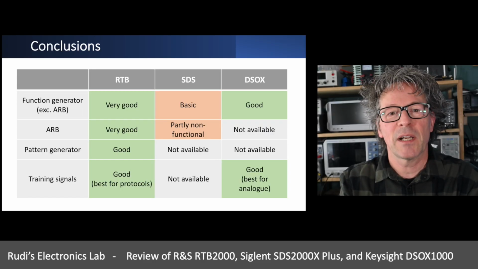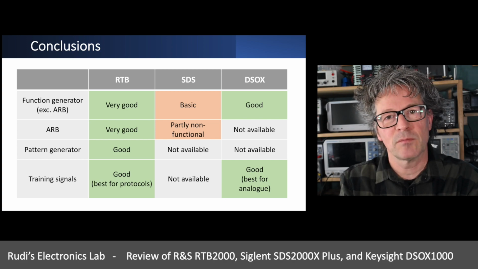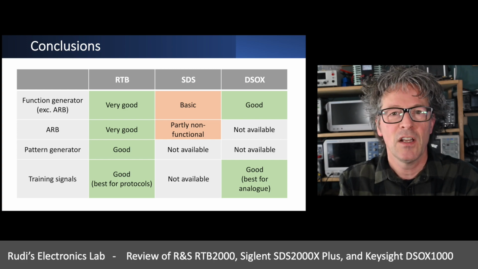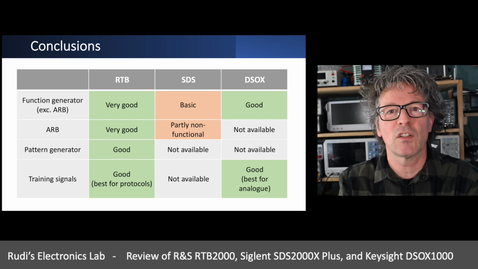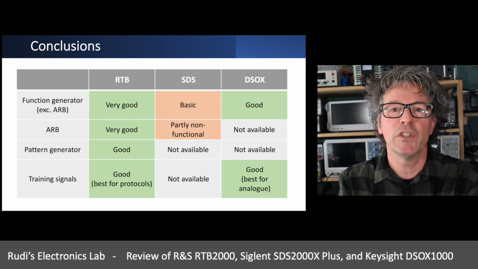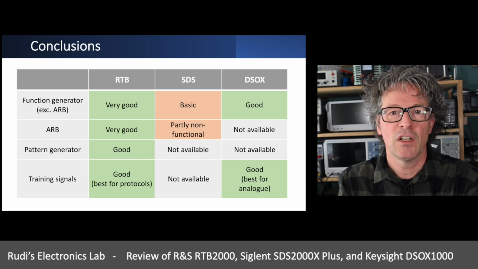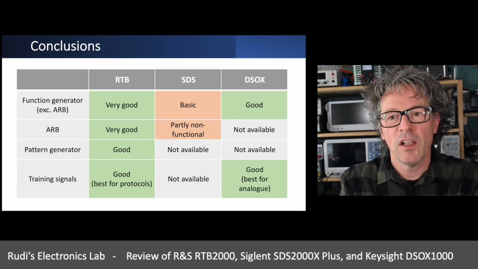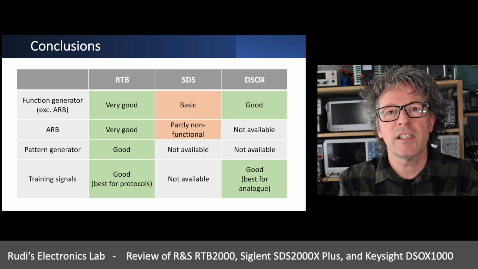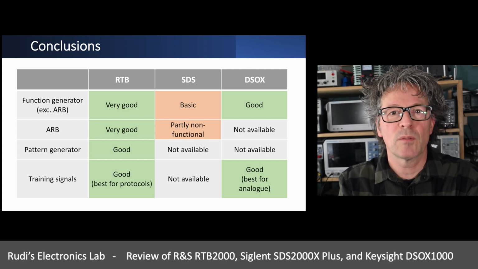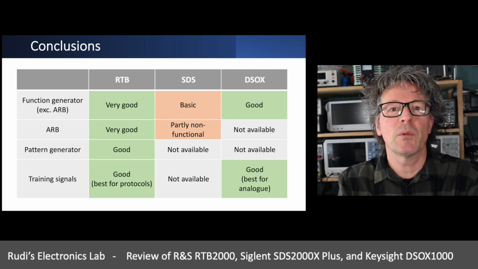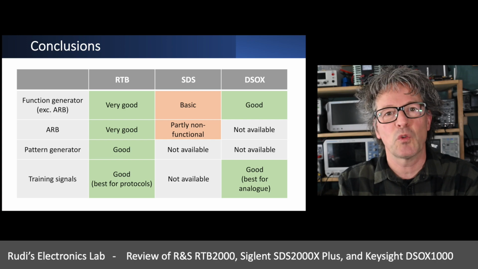First, the function generator on the RTB is very good. Everything works as it should, has modulation, has burst, has sweeps, everything that you can desire, and I think it's a quite capable replacement of a standalone device if you don't have one. In many of the use cases it might suffice, although there are of course cases where a separate one will be desired. The SDS works but is extremely basic, can just basically play a waveform but no modulation, nothing else really we can use. On the Keysight DSOX the function generator is also quite good.